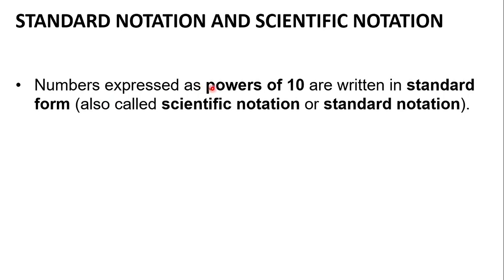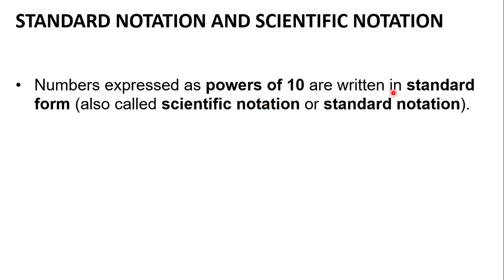Numbers expressed in powers of 10 are written in standard form. When you write a number as the power of 10, it is said to be written or to have been written in standard form. Standard form is also called scientific notation. So use standard form and scientific notation to mean the same thing.